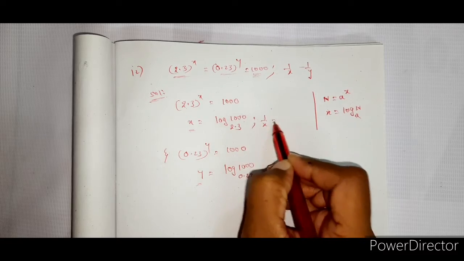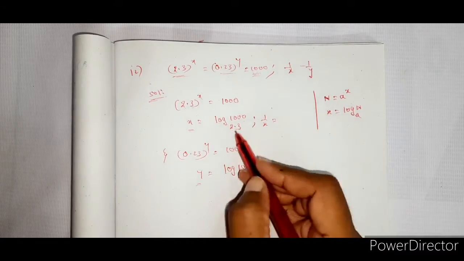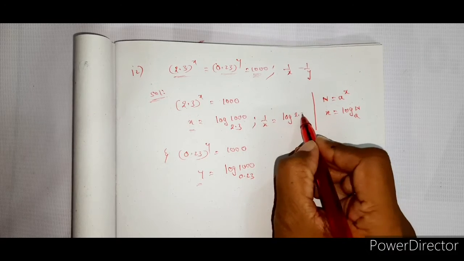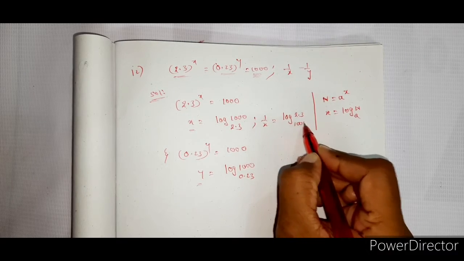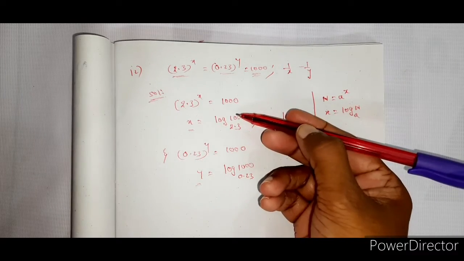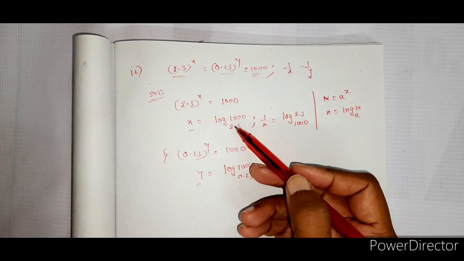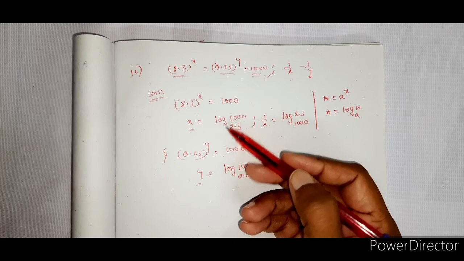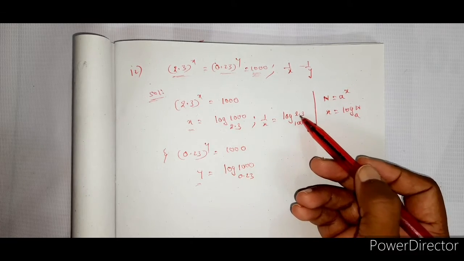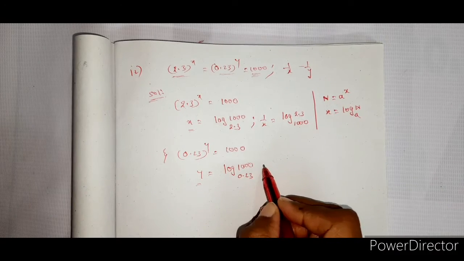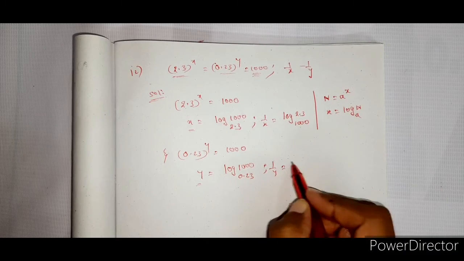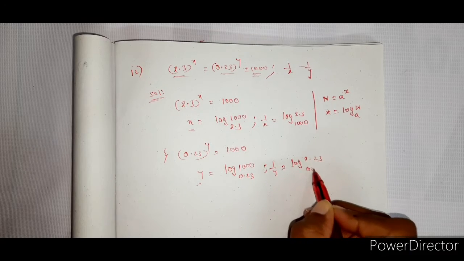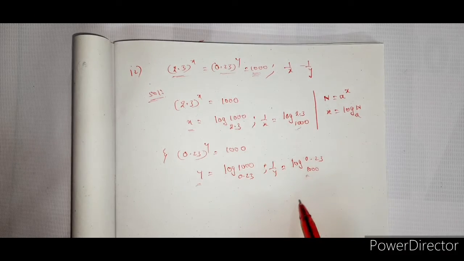So 1 by x is equal to the reciprocal of this. That means the base and the log value will interchange: log 2.3 base 1000. So what is happening? What is log a base b? It is log a by log b. What is the reciprocal? Log b by log a. That means log b base a it will become. So that is what is happening here. And here also we will write 1 by y is equal to log 0.23 base 1000. So in both the cases we have the same base.